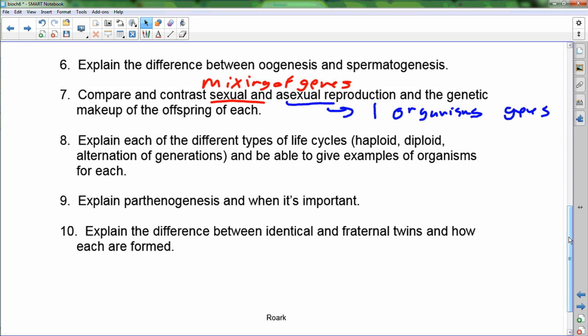I was looking at those whiptail lizards and it said they have female and female intercourse. They rub up against each other, stimulating their reproduction. Well, yeah. In a lot of organisms, it takes some sort of interaction to stimulate ovulation.